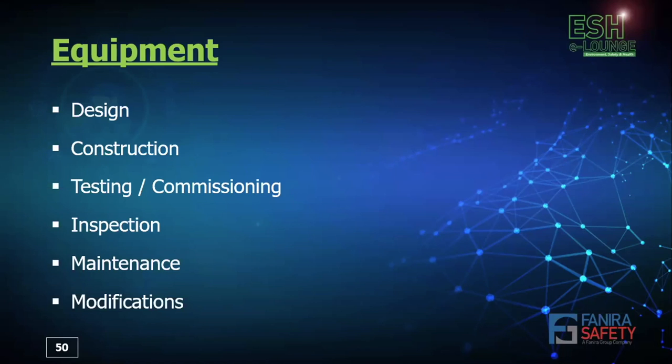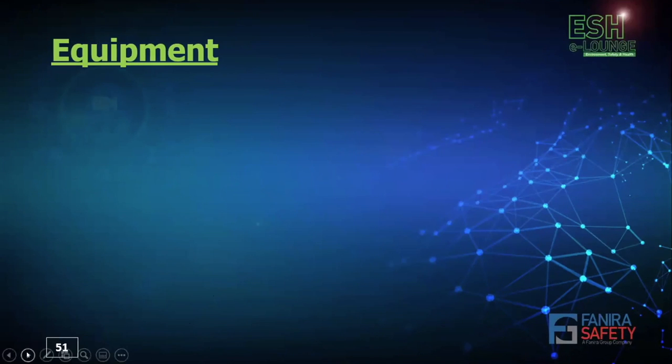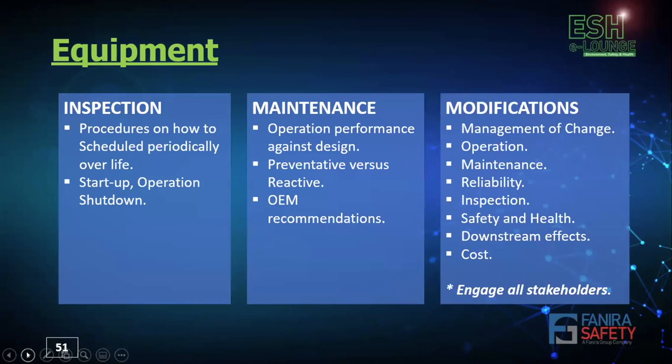And when we start pushing the boundaries of parameters, generally it comes with modifications. So we need to consider what impact those modifications had, and was there management of change that accompanied them. So different aspects to look at. Modifications, I'll touch on in particular. Management of change, was it done? What was the impact to operations, maintenance, reliability, and the inspection schedule? Were safety and health aspects considered, and what were the effects to downstream operations?